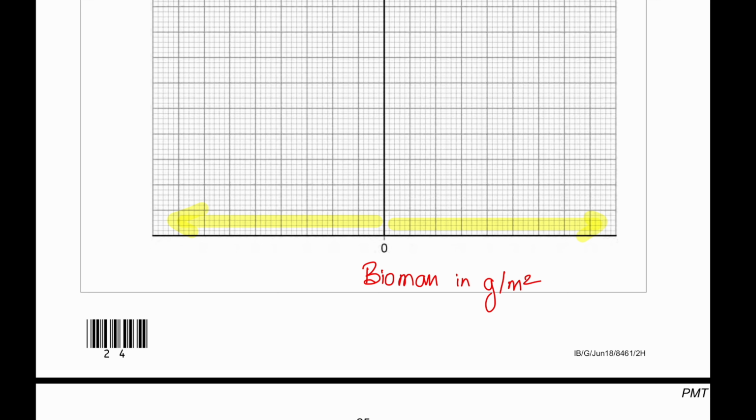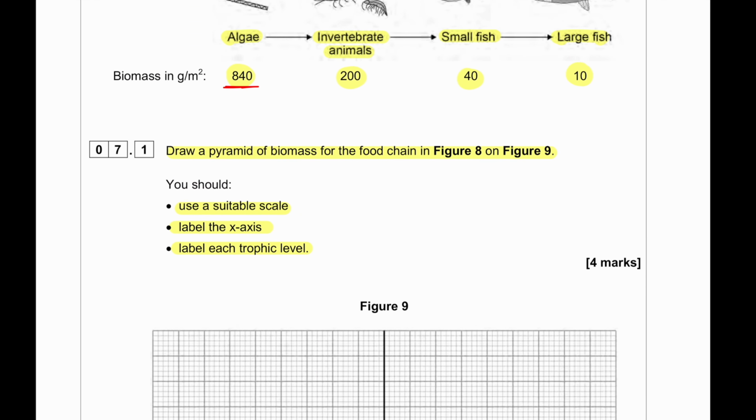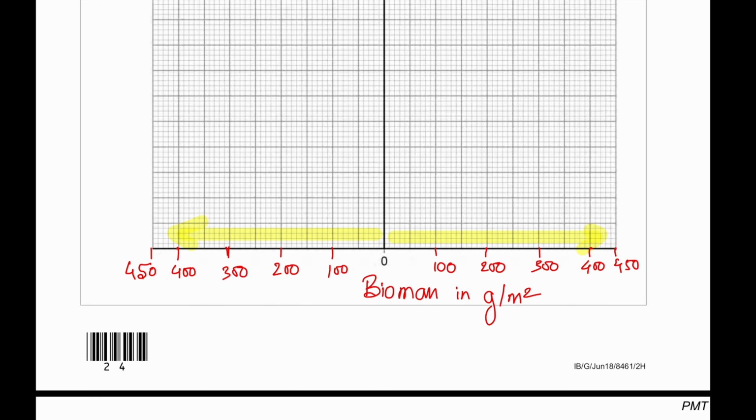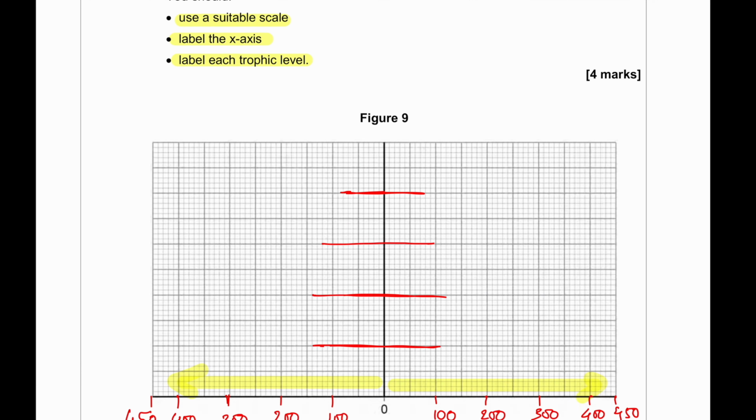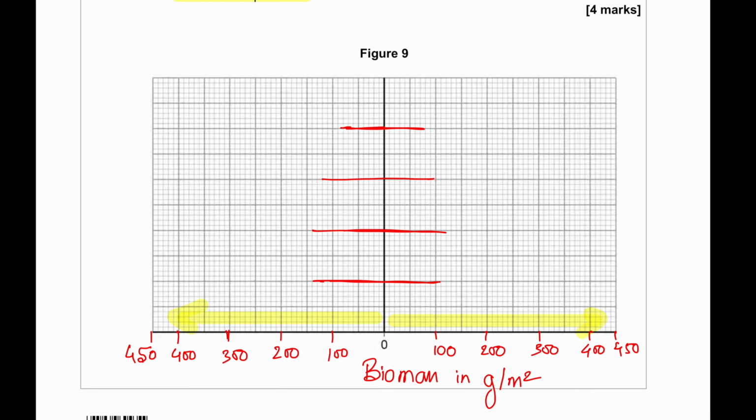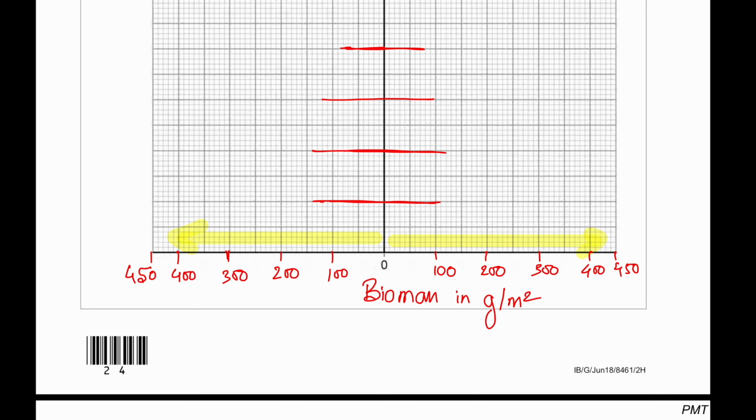Now we have to take a suitable scale. So for example, if this is 100, then 200, 400, this final one will be 450. In the same way, we also have the same in the other side. Now, since we have 4 trophic levels, so we can choose a height of 2 box. Okay, by considering this, now let's do with each of the biomass. So the biomass of the algae is 840. So 840 will be 420 in each direction.